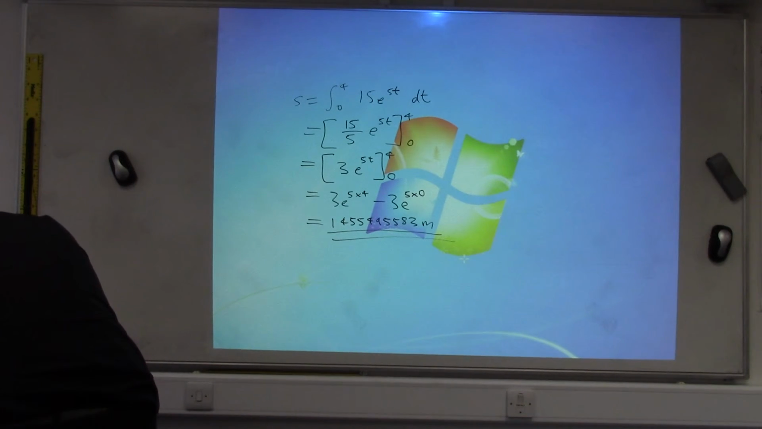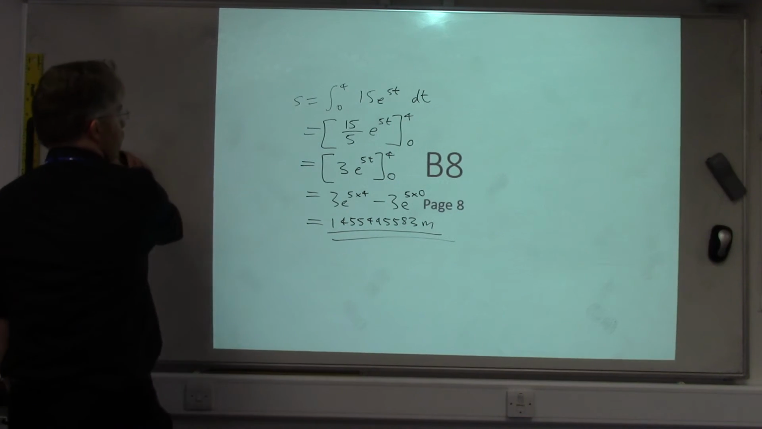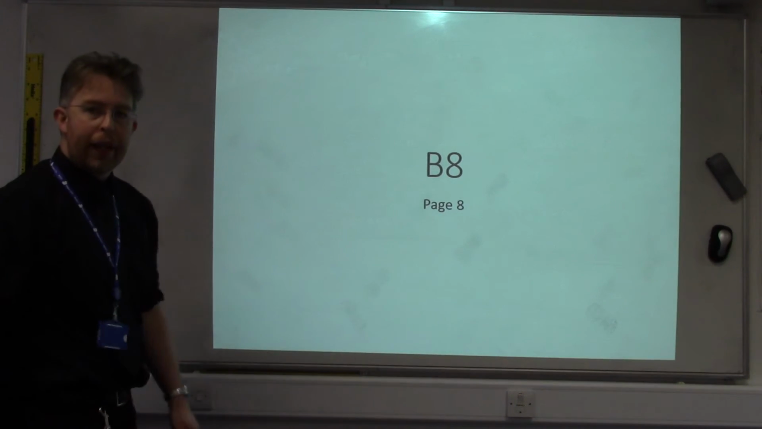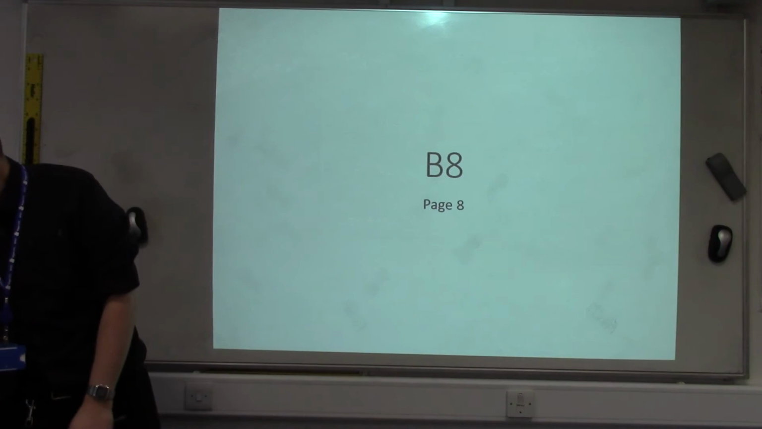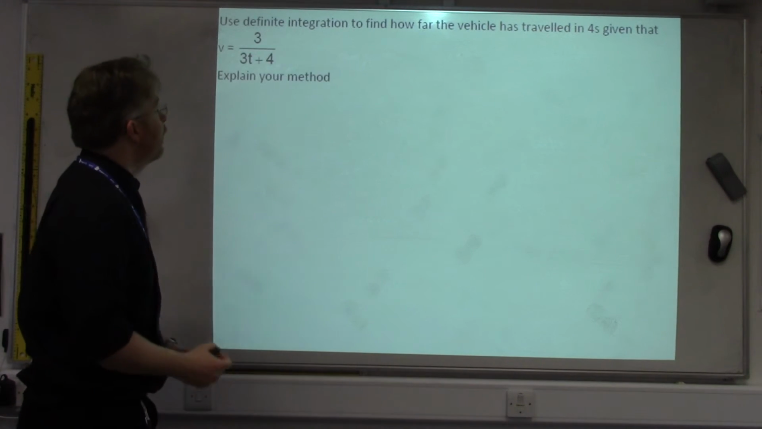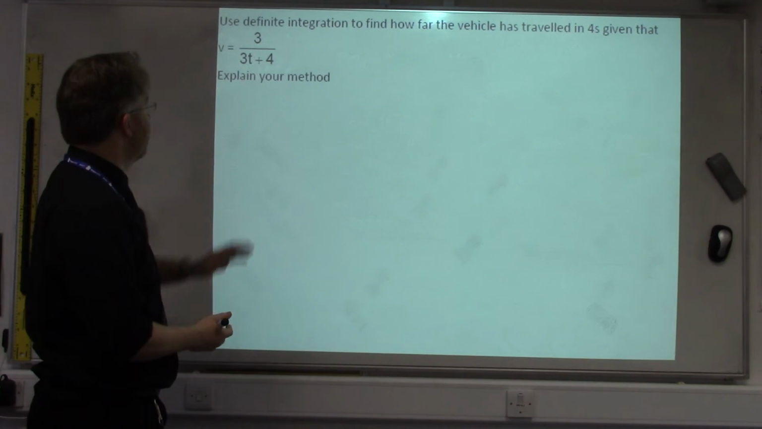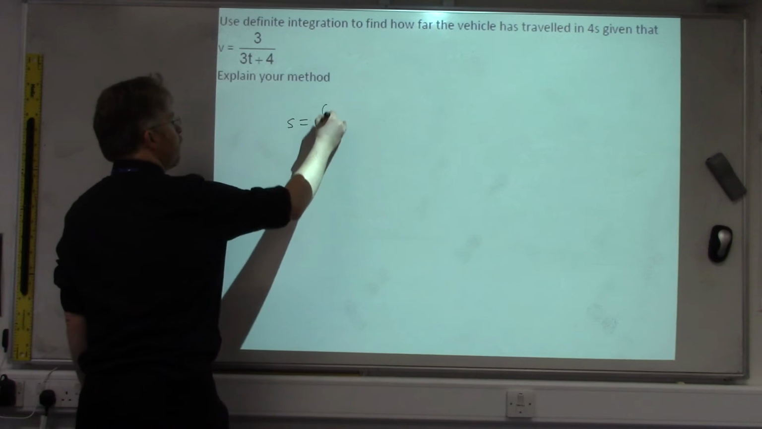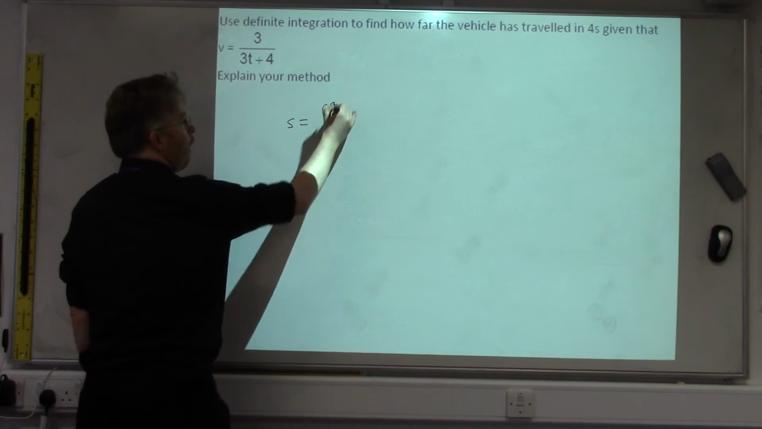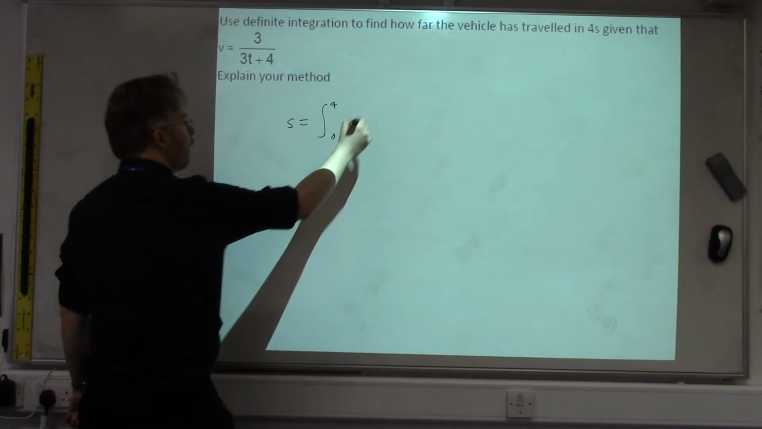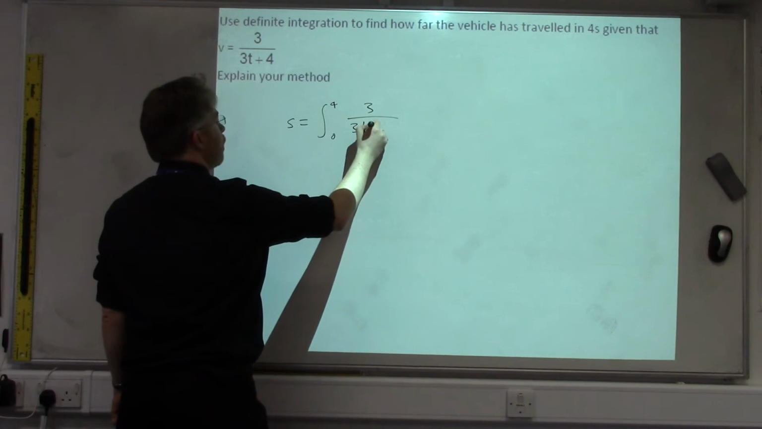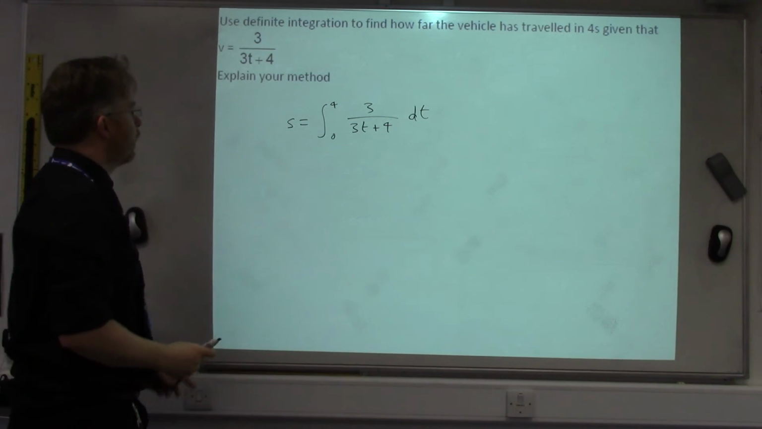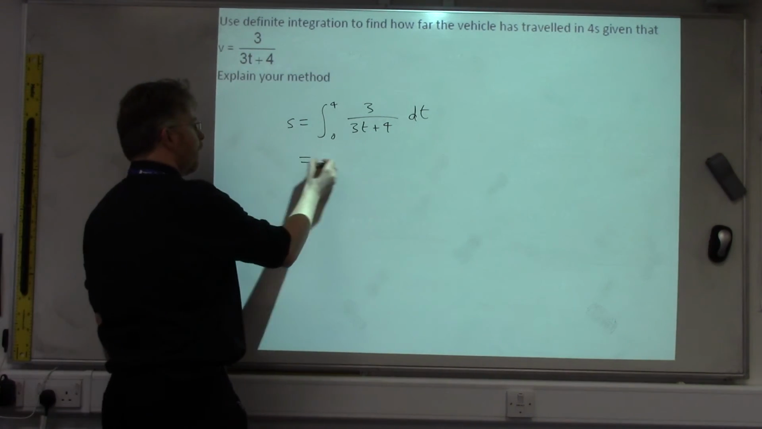And final one for this video. We're on B8 on page 8. So same process, different formula. It's up to 4 seconds again. Formula is now 3 over 3t plus 4. So the limits are 0 and 4 still. The integral of 3 over 3t plus 4 dt. We need to integrate.